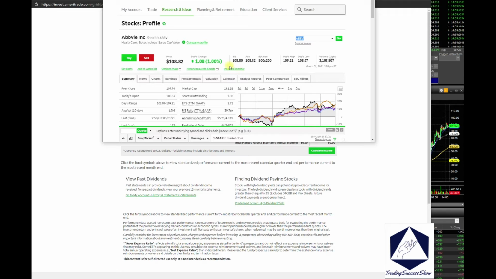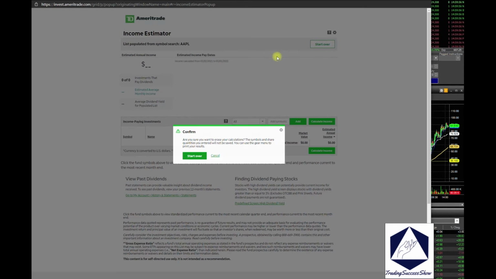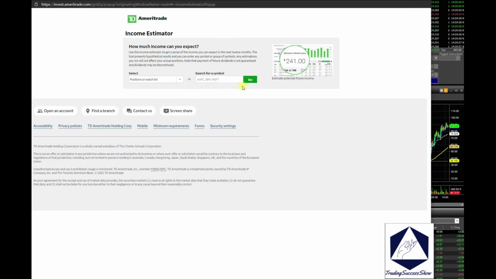Okay, so now we click on this. After clicking this, we're going to arrive at this site, within TD Ameritrade, a pop-up page. So now we can start over, and you have your income estimator. It estimates pretty much your income, what you will expect. Any estimation you run will not affect your actual positions. Note that the payment of future dividends is not guaranteed, and dividends may be discontinued by the company.